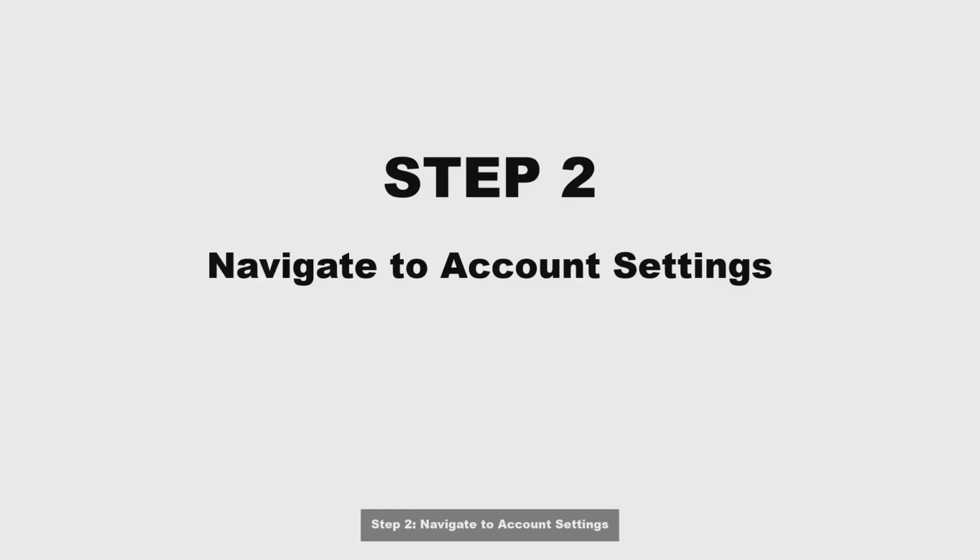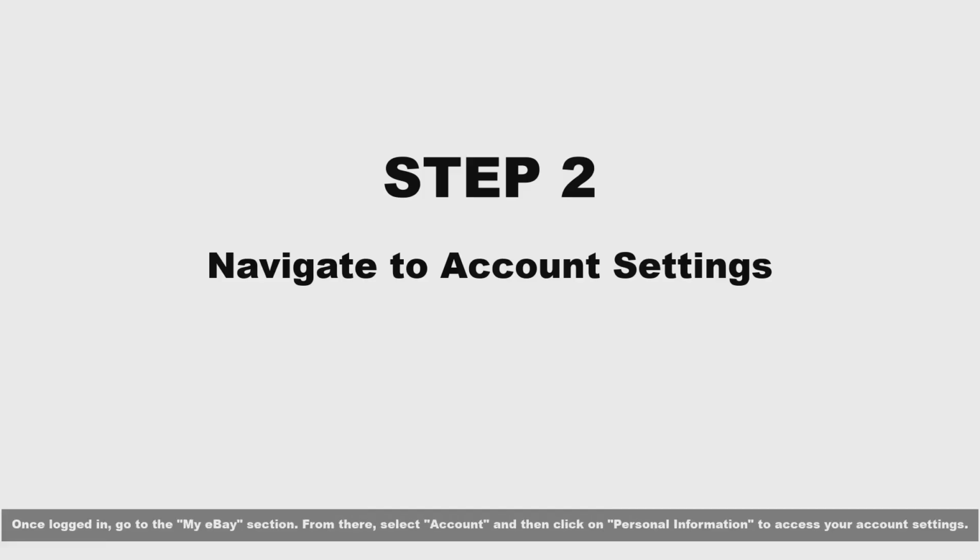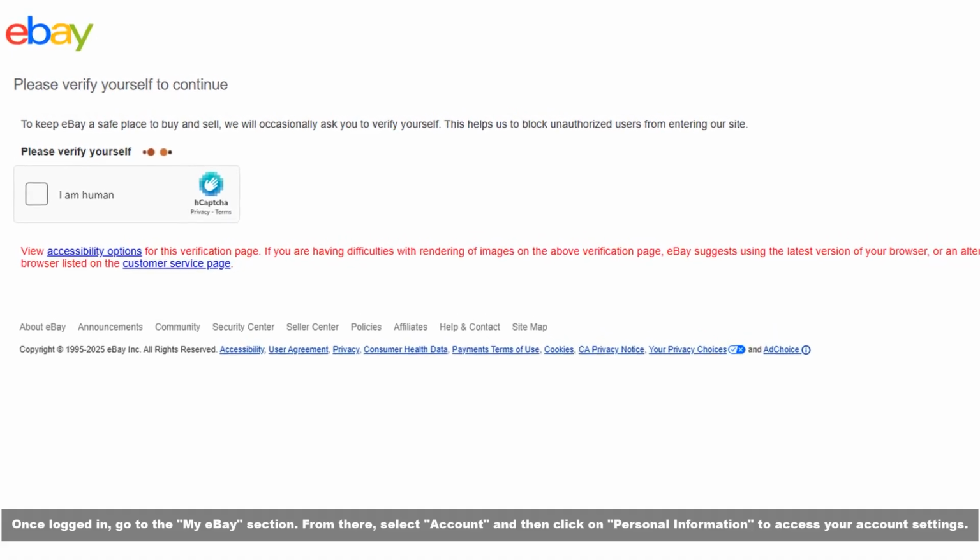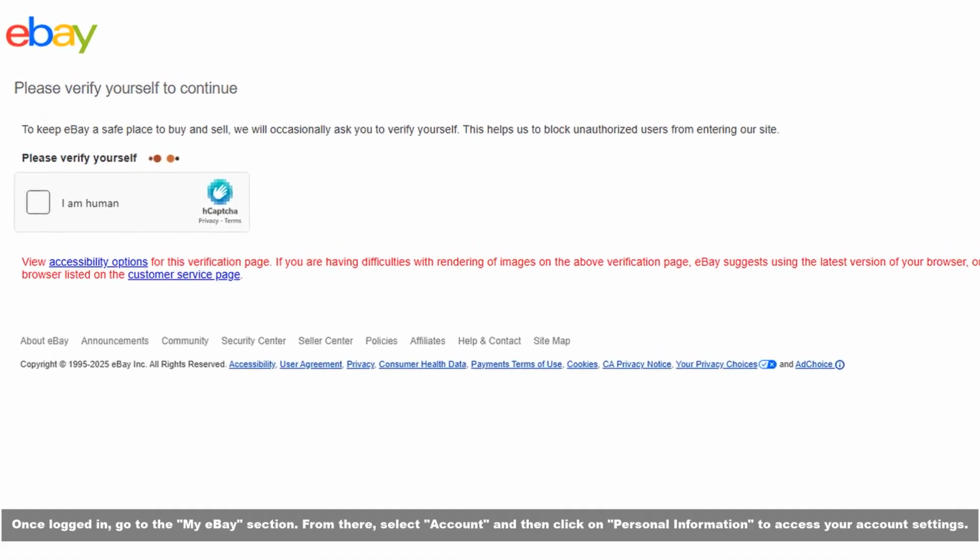Step 2. Navigate to Account Settings. Once logged in, go to the My eBay section. From there, select Account and then click on Personal Information to access your account settings.